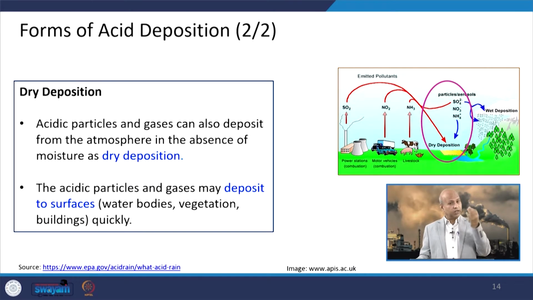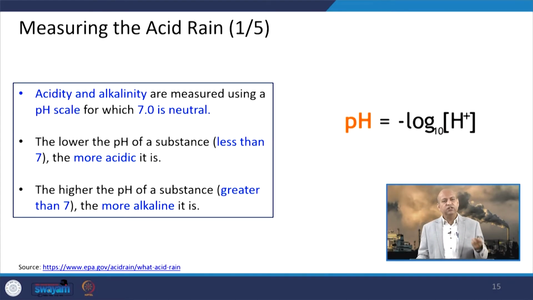Okay? And then even gases also, even if they are not reacting with moisture, the gaseous components of an acidic nature and the particles of an acidic nature descend because of gravity, and this dry deposition process happens. They can get deposited on the surfaces of water bodies, vegetation or buildings, and this phenomenon is quite counterintuitive. Sometimes we do not feel that this may happen so quickly, but it happens in nature quite quickly.